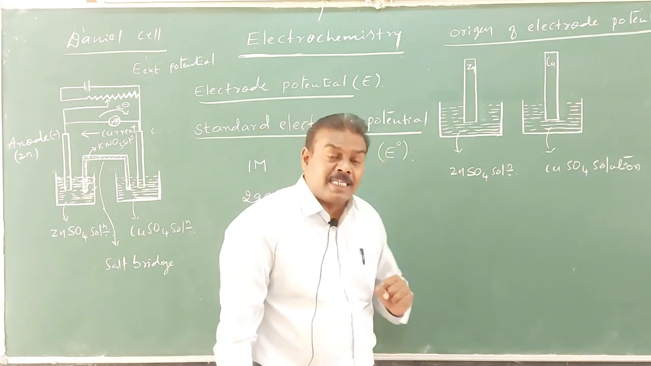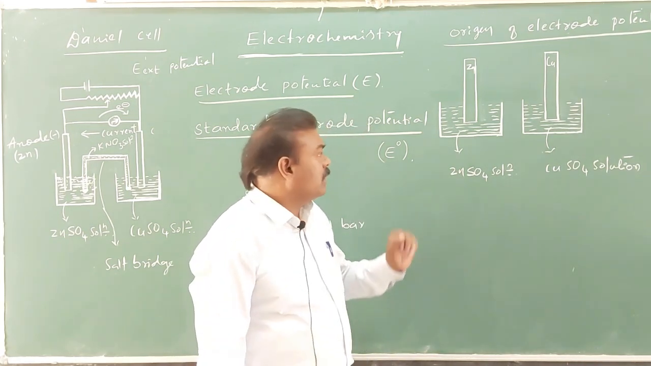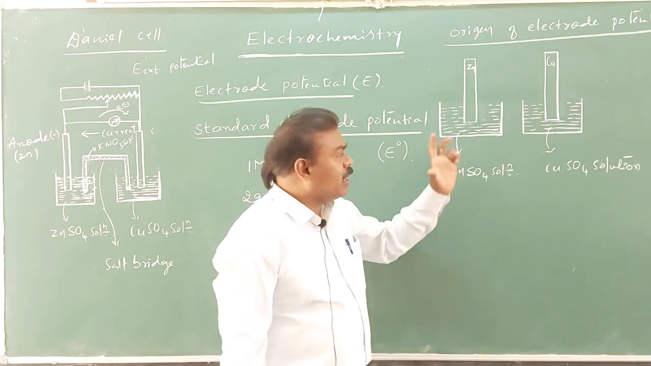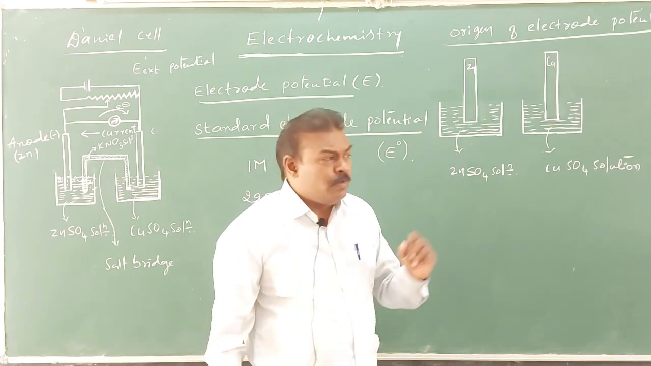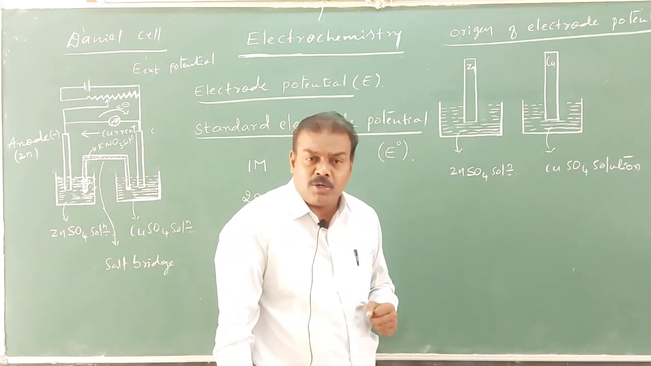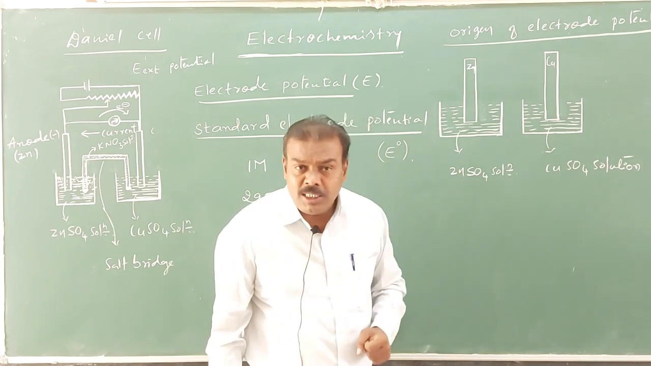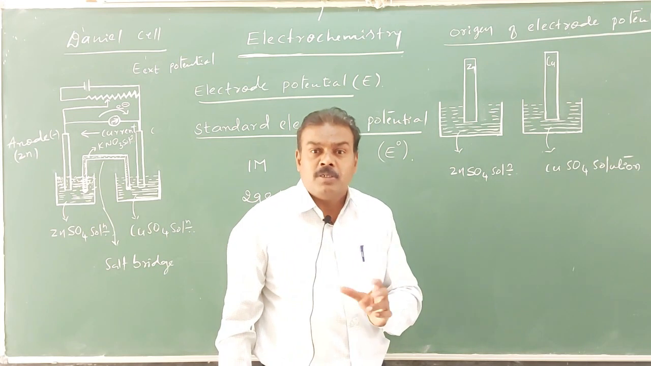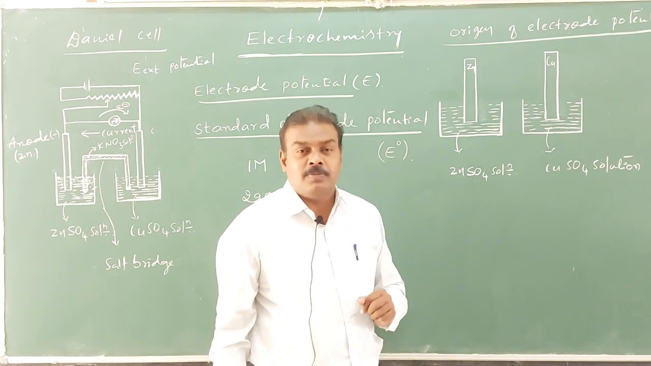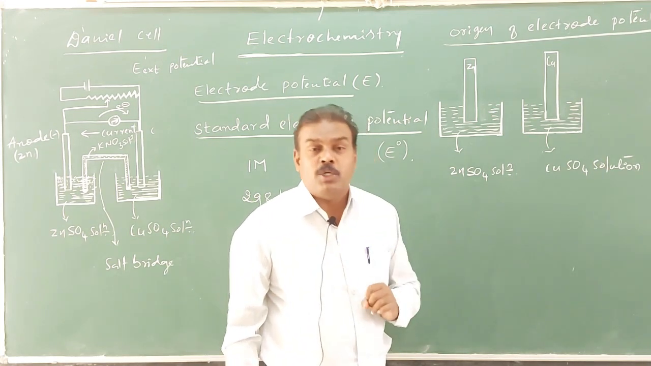Now I am taking the example of the zinc electrode and copper electrode. We already know what the zinc electrode is, or what an electrode is. Whenever the metal is in equilibrium with solution of its own ions, it is called an electrode.